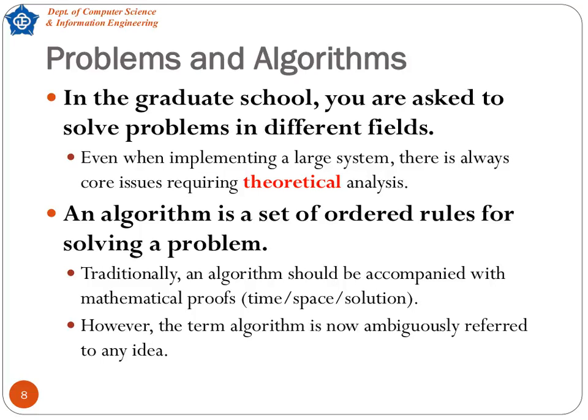At its essence, an algorithm is simply an ordered set of rules designed to solve a specific problem. Traditionally, we pair those rules with formal mathematical proofs, scrutinizing time complexity, space requirements, and correctness. But in everyday conversation, algorithm has broadened to describe almost any idea or approach.